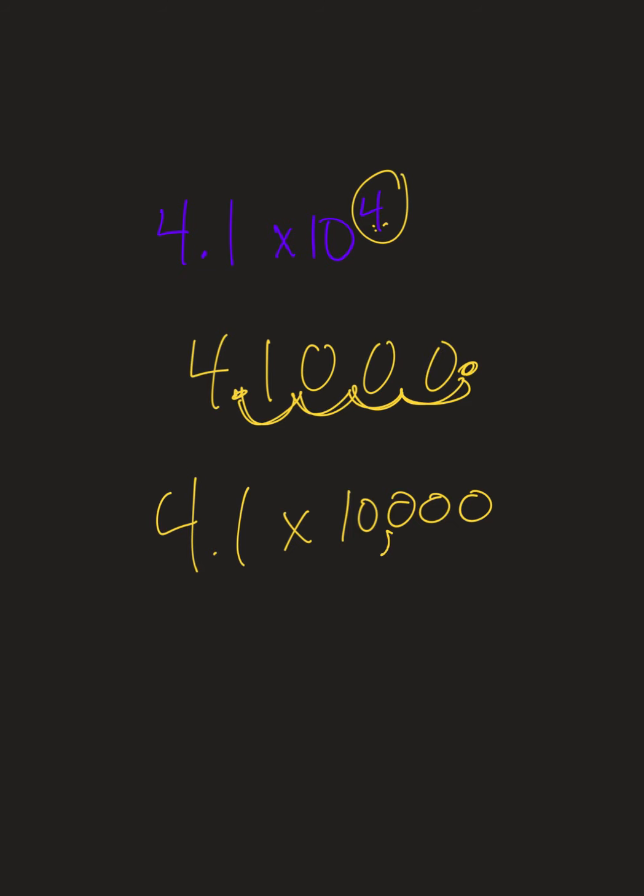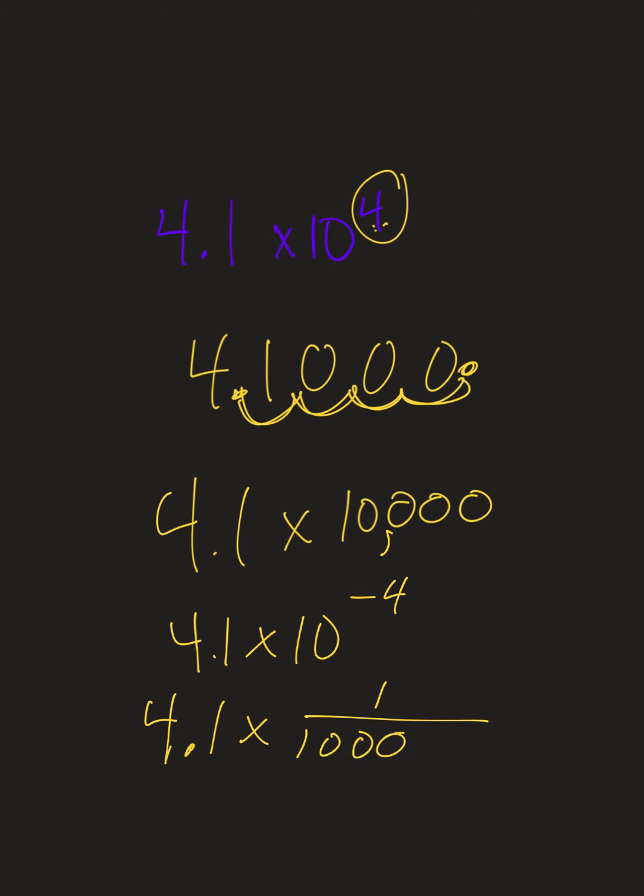If this was a negative exponent, for example, 4.1 times 10 to the negative 4th, right? I would be multiplying 4.1 times 1 over 10,000. Okay, so if we just remember those negative and positive exponent rules, that will help us with remembering which direction to move my decimal.